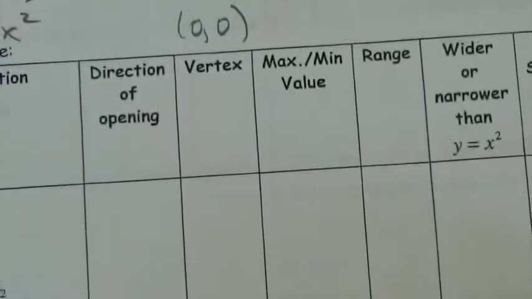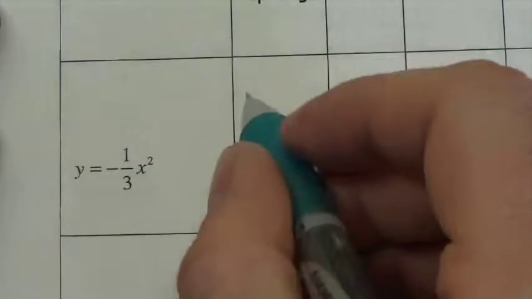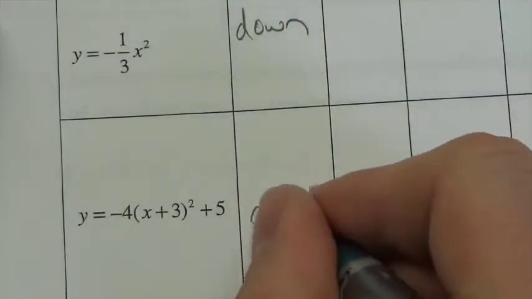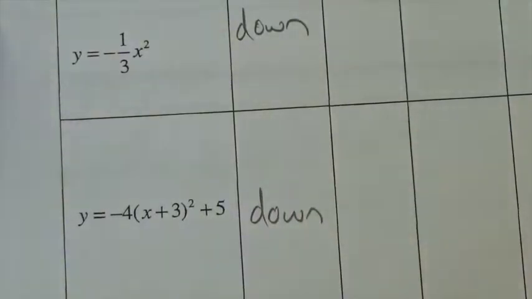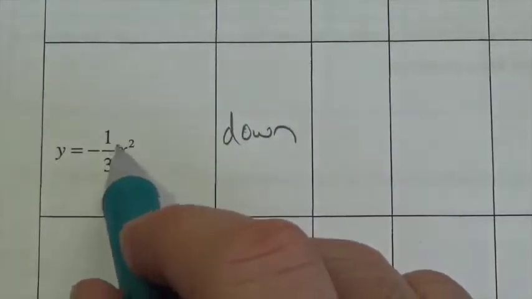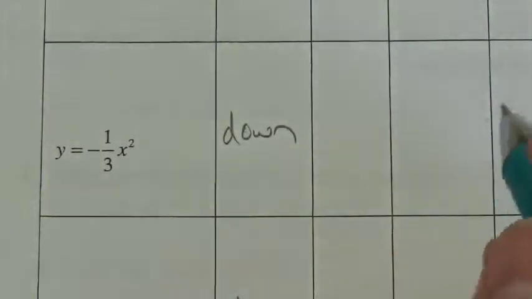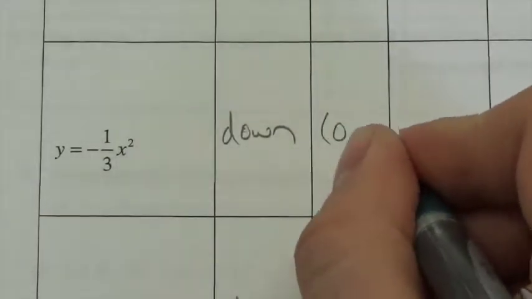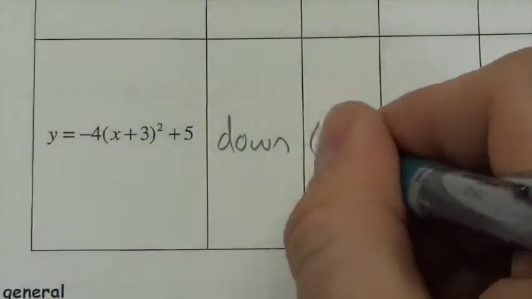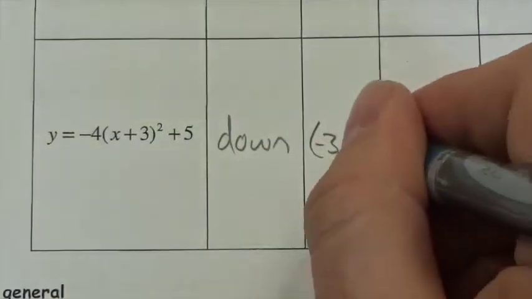All right, now we can put together the rest of these pieces here. Direction of opening. Well, this has got a negative in front, so this is going to open down. My vertex should have been 0, 0 to start off with. There's been no translations here. And when you multiply the y coordinate by negative 1/3, that actually doesn't do anything, so it's going to stay 0, 0. But here, this has gone 3 to the left, so 3 to the left of 0 is negative 3. It's gone 5 up, and 5 up from 0 is 5.